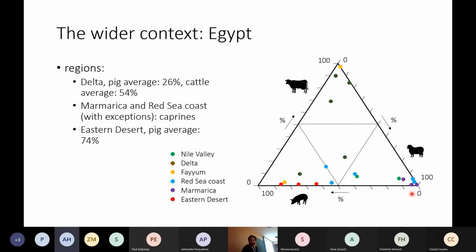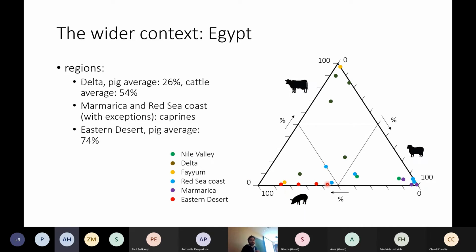For sites located in the Marmarica and the Red Sea coast, less fertile, we see a predominance of caprines in most sites. There are some exceptions here, but these assemblages are from Berenice, including one military phase of Berenice, so that may explain this plotting down here.